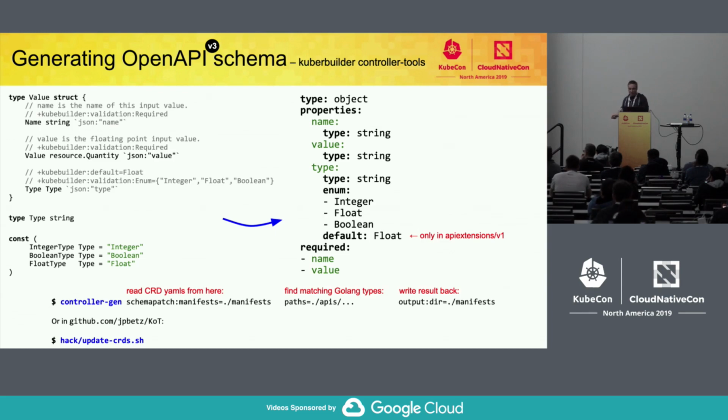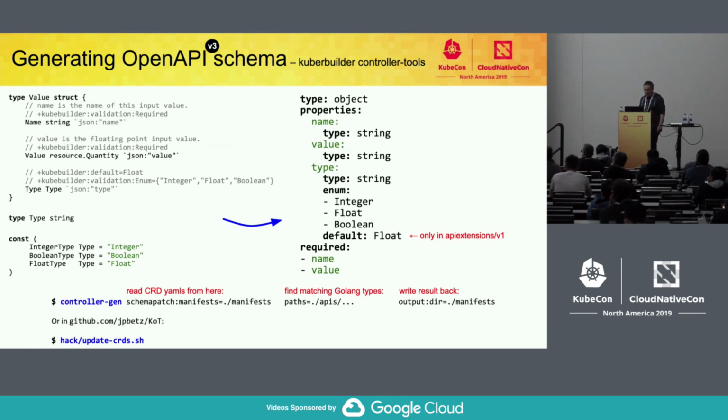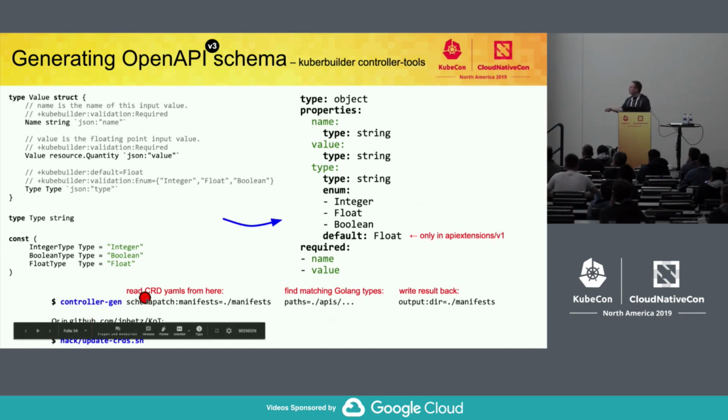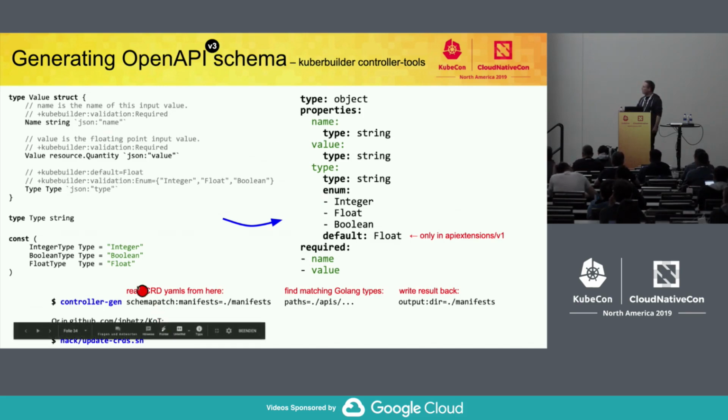We want to use a tool. And the tool here is this controller-gen. It comes from KubeBuilder, from the controller-tools repository. And yeah, there's a new subcommand. It's called schema-patch. So this can be used to just create a schema. You write your CRD yourself. So manually you write a manifest for a CRD. And then you patch in the schema. So this can be done by this command line.